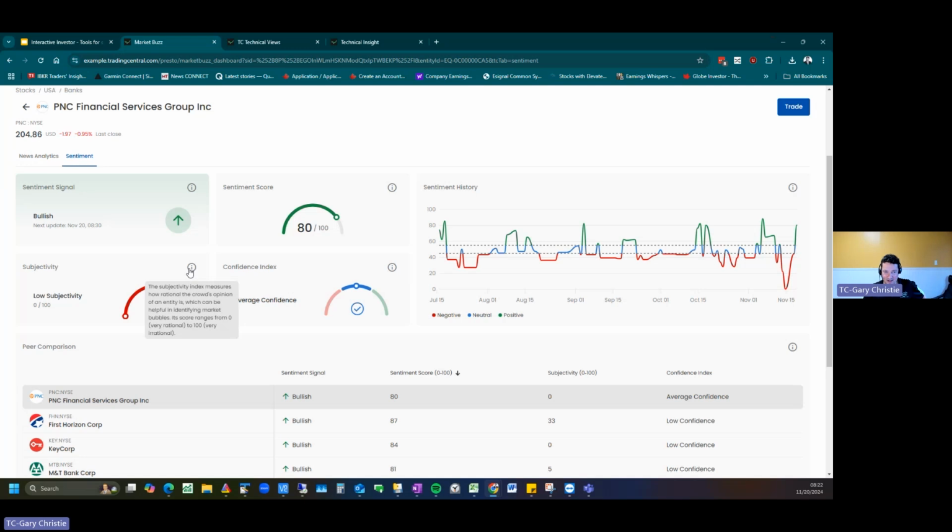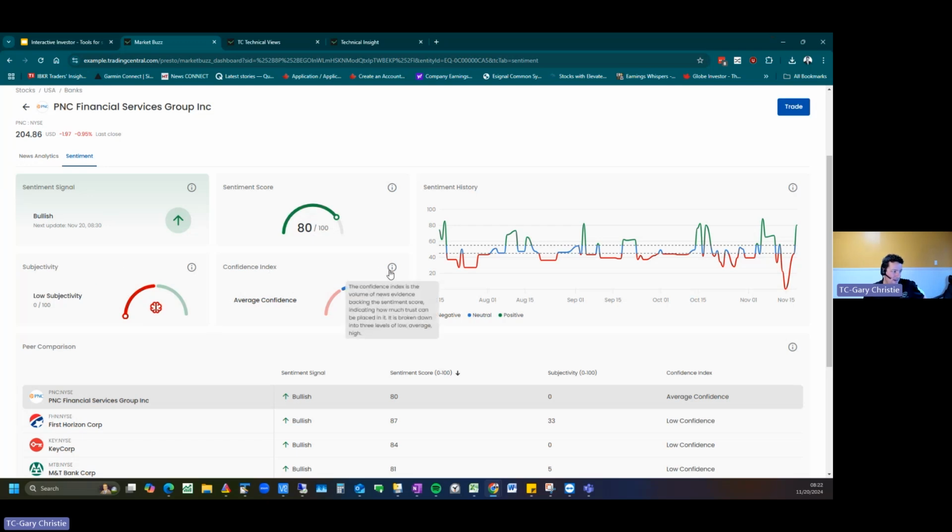Again, this is a pretty interesting one. It tells you how rational the crowd is on the opinion, right? So it ranges from 0, which is very rational, to 100, very irrational. This is a pretty good sign here. Low subjectivity of 0. So news articles are pretty good.